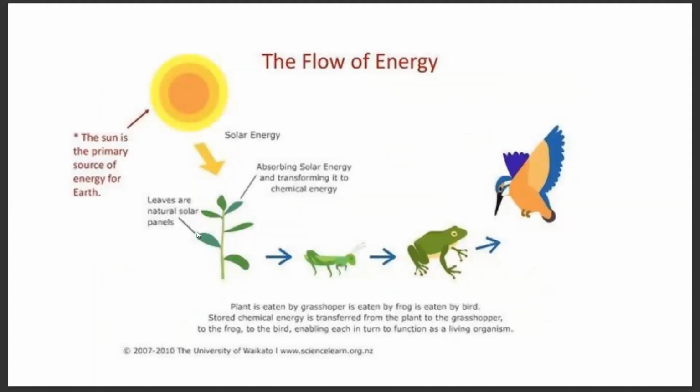Now the main energy source is the sun. The primary source of energy for Earth is the sun. Okay? So plants absorb sunlight and do photosynthesis. They convert sunlight energy into chemical energy and store it in the bonds of organic molecules as carbohydrates like starch, right? Okay?